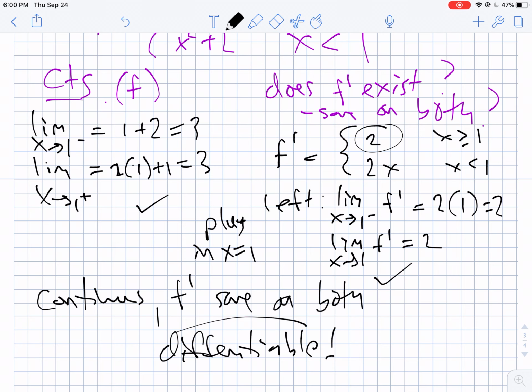Okay, great. So that's what you're doing, right? It needs to be continuous and that derivative needs to exist, be the same on both sides. Okay, so that's what the word differentiable means.